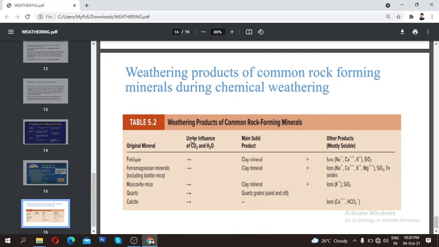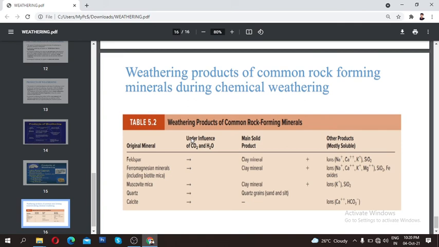Then ferromagnesian minerals also form clay minerals. The other ions are sodium, calcium, potassium, and then magnesium, because it is a ferromagnesian mineral. Then SiO2 is there, and iron is also present. Then muscovite mica obviously forms clay minerals too, with soluble products potassium and SiO2, that is silica and potassium.